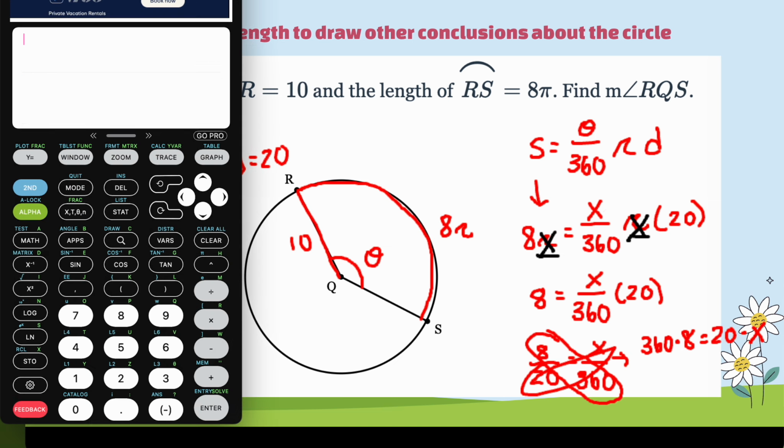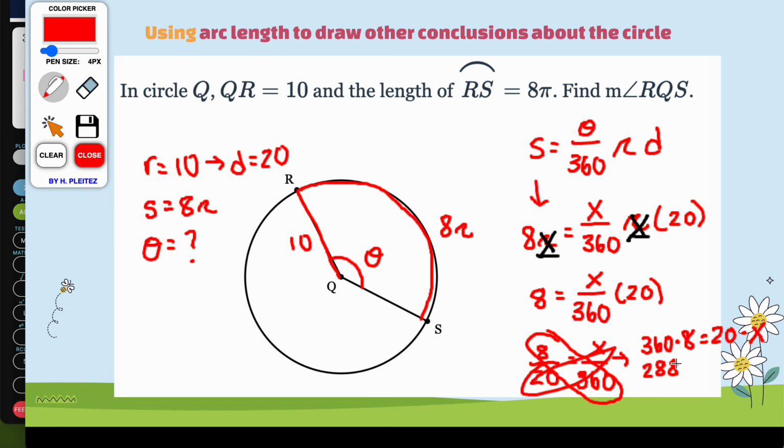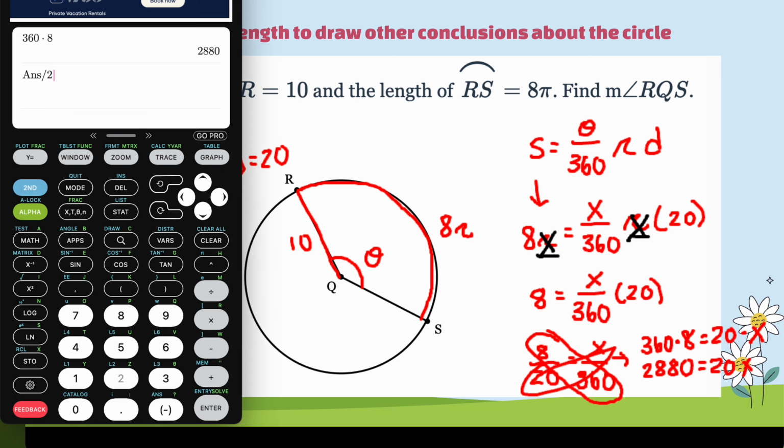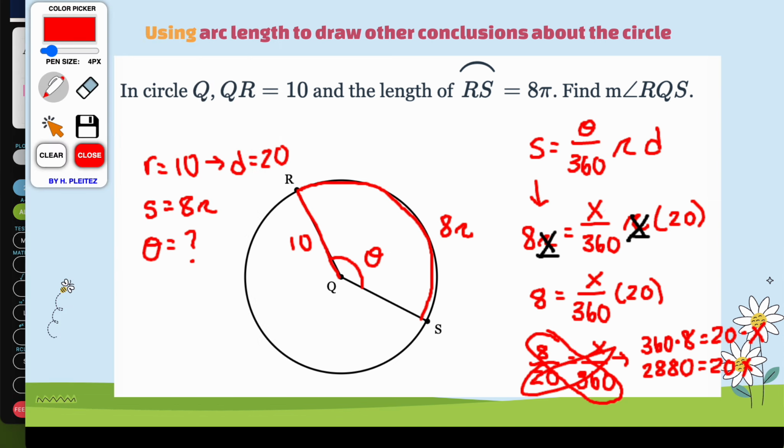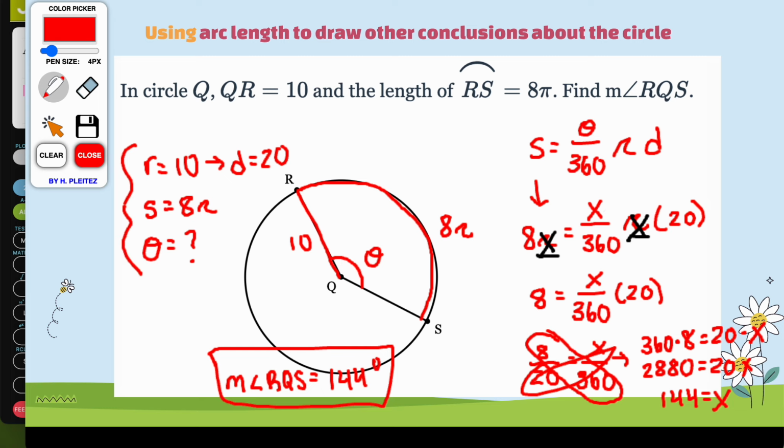And if we go to our calculator and we do 360 times 8, we get 2880 equals 20x, and then we'd have to divide by 20 again. And we get 144 equals x. Now remember, x is representing our central angle there. So the measure of angle RQS equals 144 degrees, and we are done. So in questions like this, it might give you the arc length and you might have to go backwards. So in this case, just make sure you're making your list of your variables, substituting what you have in, and then solving for your variable.